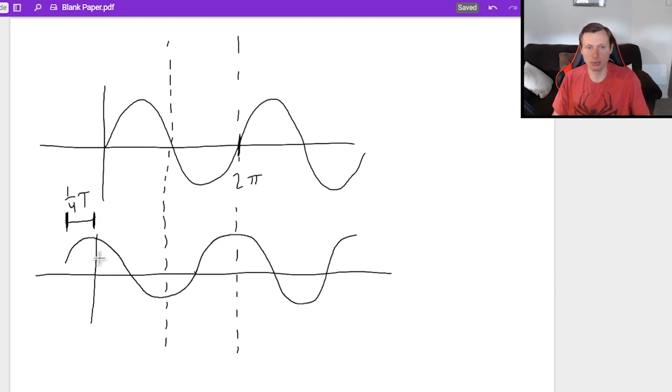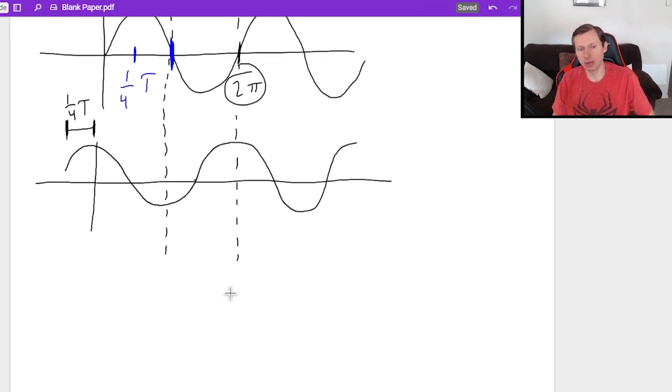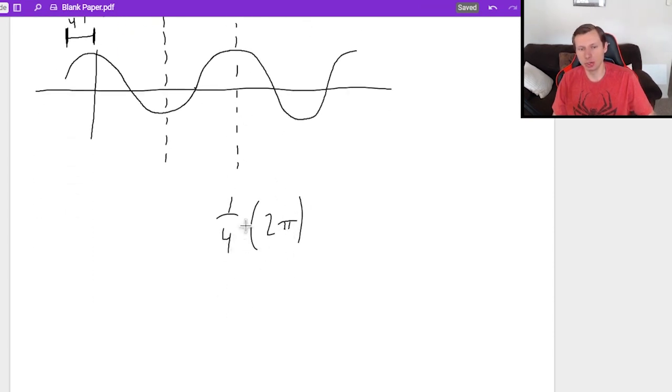How do I know it was 1/4? Well, basically, I moved the peak, which is right here. I moved the peak from here to here. And if this is half a period right here, this is a quarter of a period. Now, if the whole period was 2 pi, because I said so, that's one oscillation is 2 pi, then a quarter of a period is 1/4 times 2 pi, which reduces to pi over 2. So it's a shift of pi over 2 to the left.